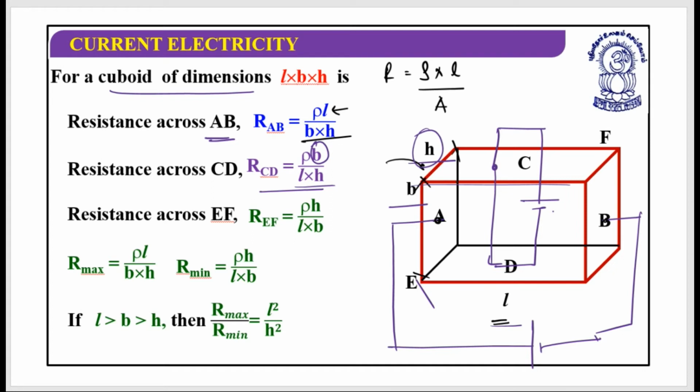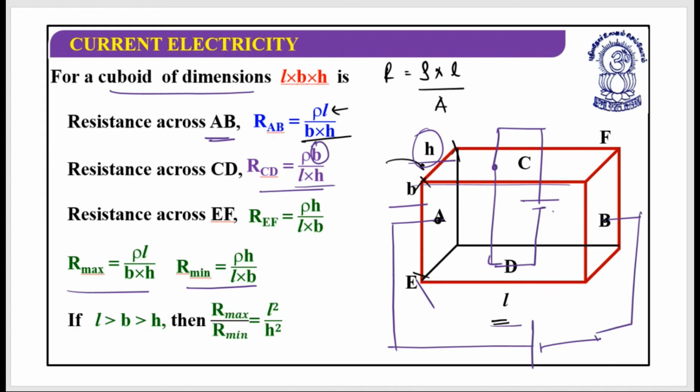Now what is the maximum resistance? Maximum resistance would be equal to rho into L divided by B cross H, and minimum resistance would be equal to R_EF, which is equal to rho into H divided by L cross B. Is it clear? Any doubts? No? So shall we move to the practice questions?